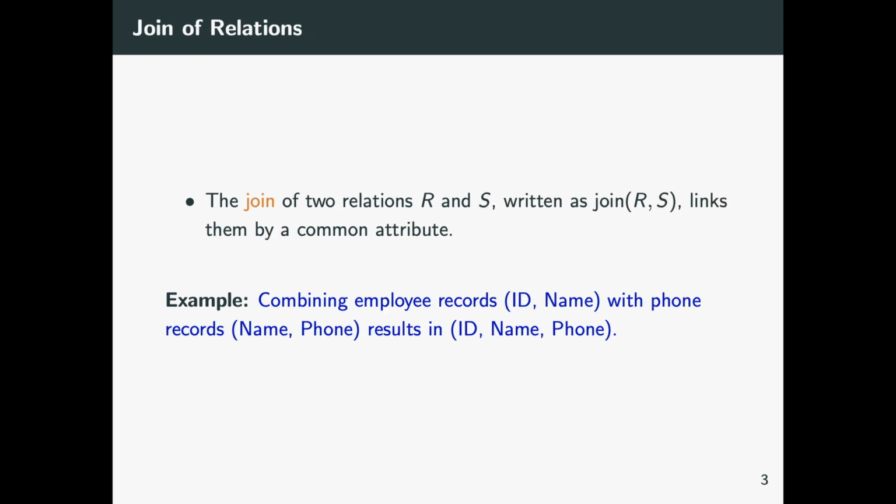Next, we introduce the join of two relations. The join operation allows us to combine two relations that share a common intermediate set. Imagine two relations. One relation relates employee IDs with employee names, and another relation relates employee names and their phone numbers. The join operation links these two relations by their shared attribute employee name to form a new relation that associates employee ID with their name and phone number.